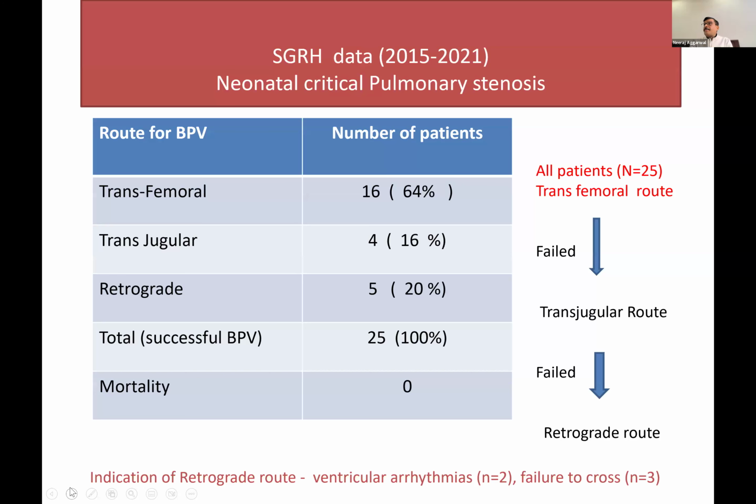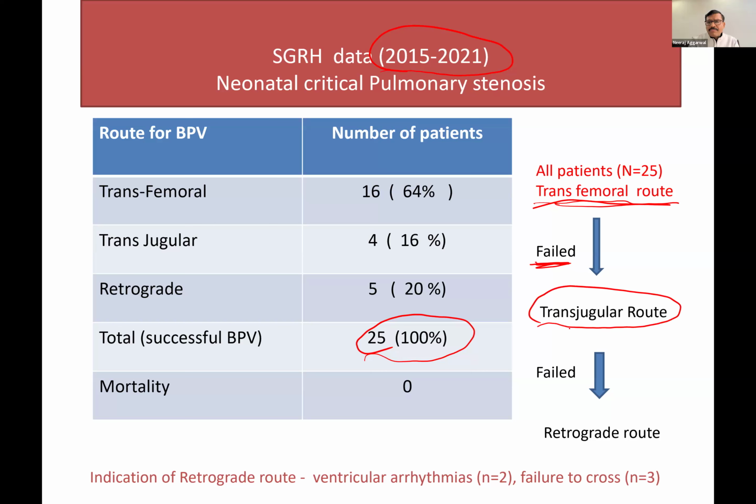Now, this is our data about neonatal critical pulmonary stenosis. We had data from 2015 to 2021, around 6 years, with 25 patients in total. They were all critical PS, where either the duct was being kept open by PGE1 or the child was in significant cyanosis. All patients were tried by the transfemoral route. If the femoral route failed, we went through the jugular route. If this also failed, we went through the ductal route.